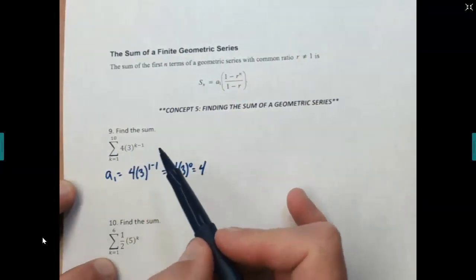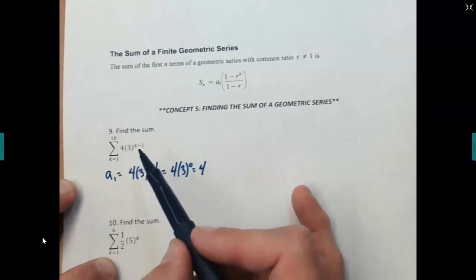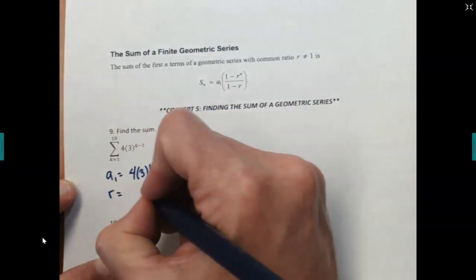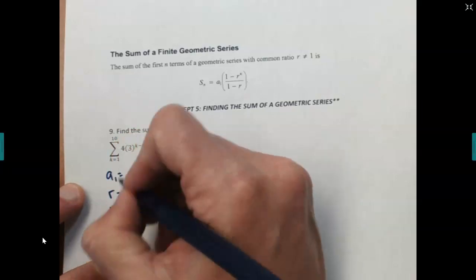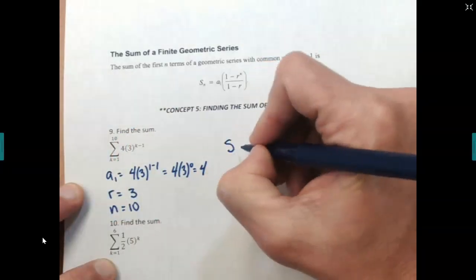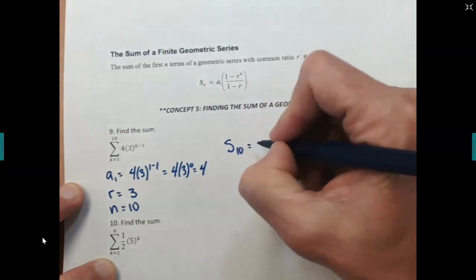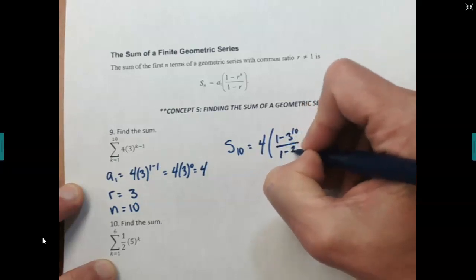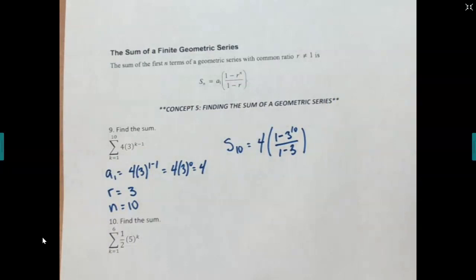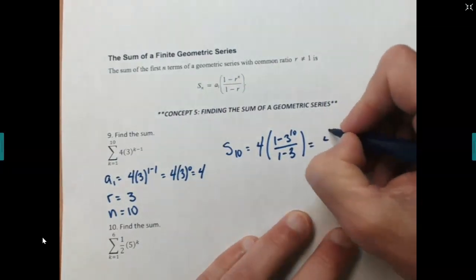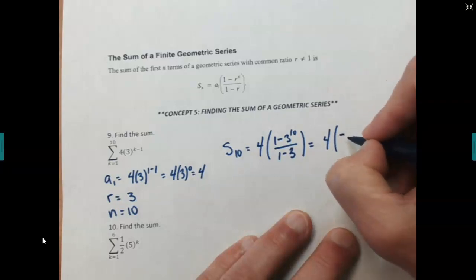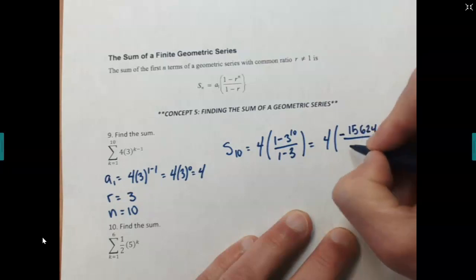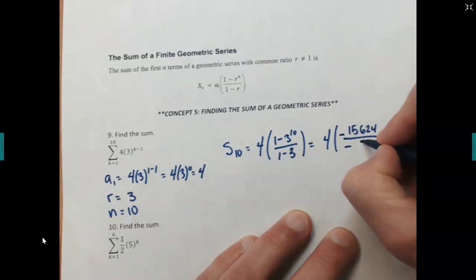Now this one happened to follow the perfect rule format, so I could have just looked there in this question, but you can't always do that. Common ratio is 3, and your number of terms is my upper limit, 10. So S of 10, the sum of all 10 terms, is 4 times the quantity of 1 minus 3 to the 10th power over 1 minus 3. When I do that, I get 4 times negative 15,624 over negative 4. No, negative 2, sorry.